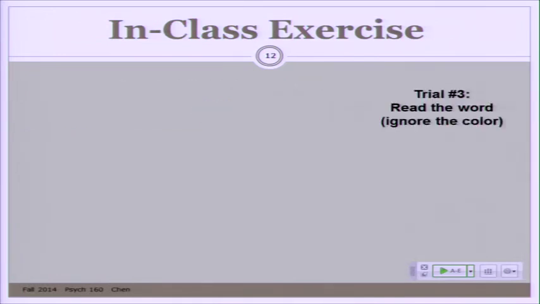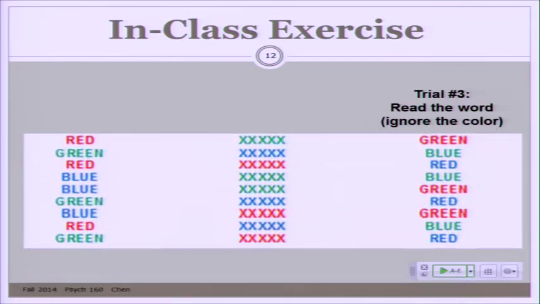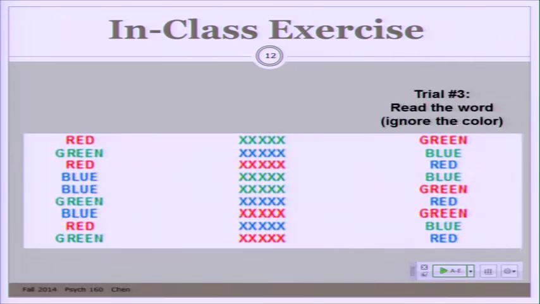Great, so easy. Now I want you to read the word and ignore the color. Do I mean that? No, I don't mean that. Stop. I'm looking at it going, that's not right. I want you to say the color. Say the color of the word. Ignore the word itself. Say the color. Red, green, blue, red, green, blue.